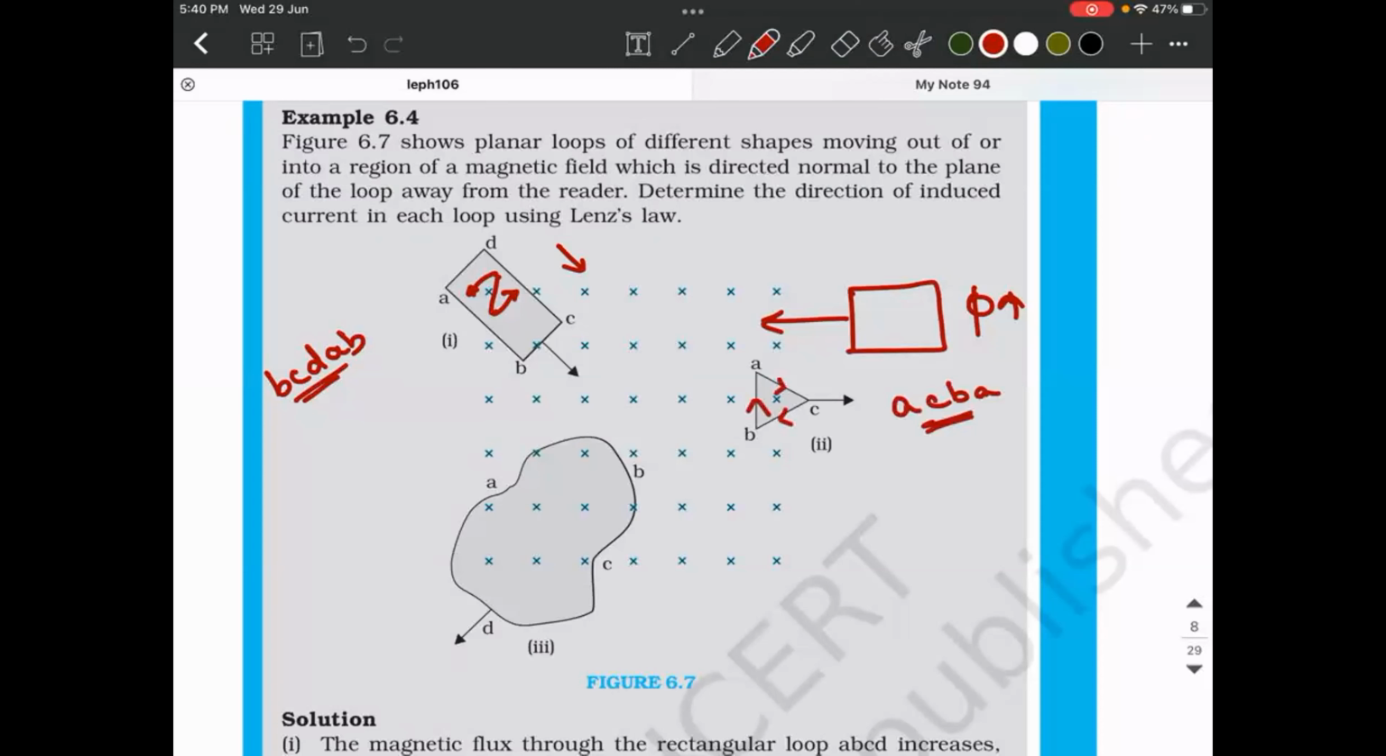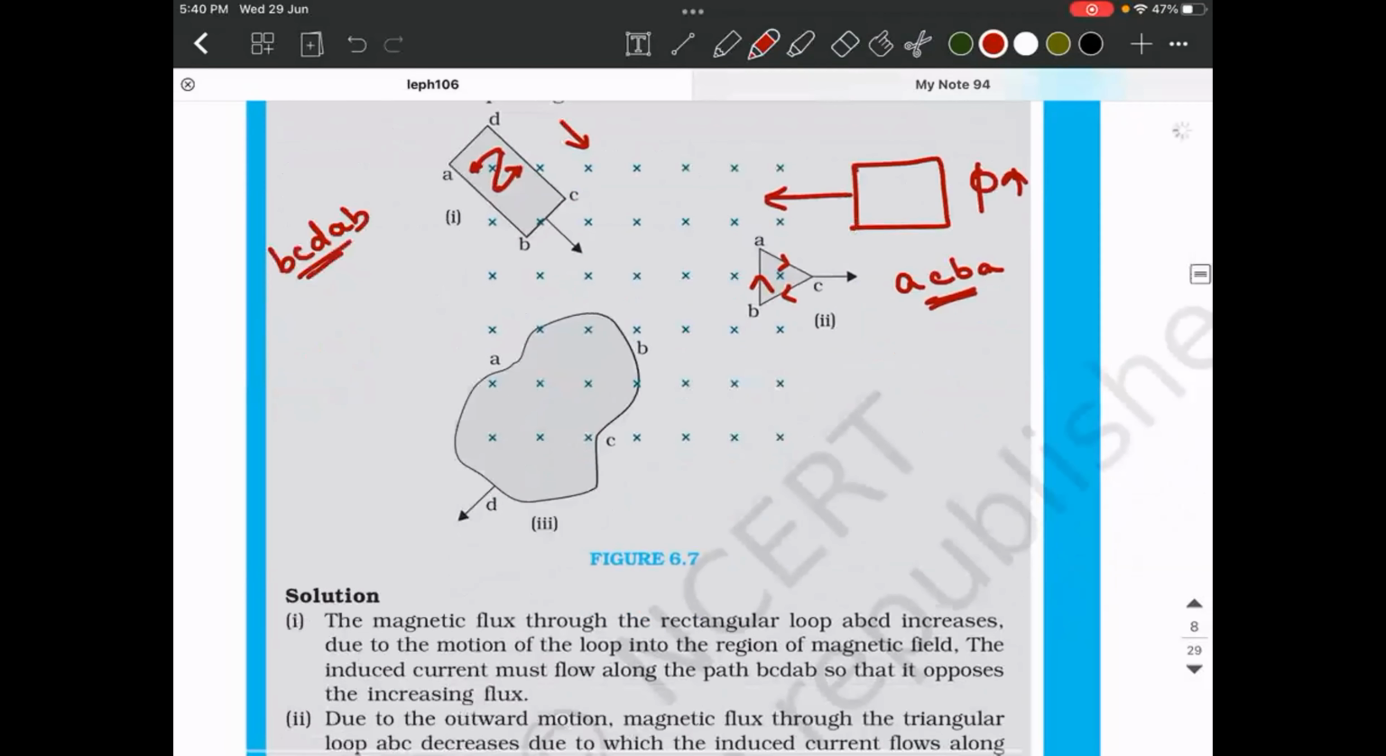What about the third one? So the coil is moving outside, again south pole will get generated. So south pole means the current will be in the direction of ABCDA. Is it right? That's it.